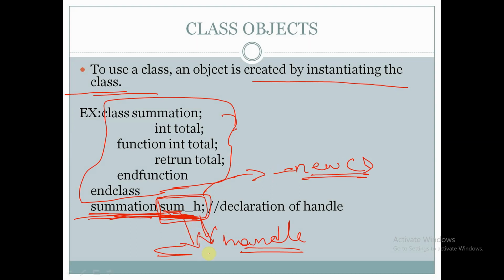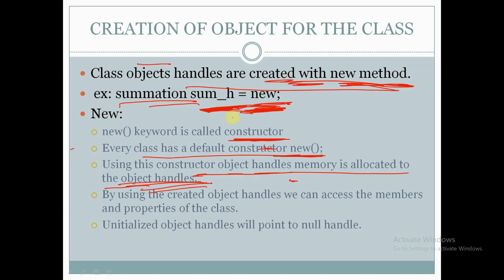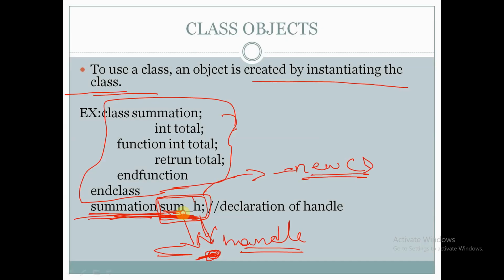So if there is no memory, this handle cannot store any data. So for storing data, we should create a memory for this object handle. Memory is created for this object handle using the keyword new. If the memory is created, any class having access to this object handle can access the members or methods of the class using this object handle.